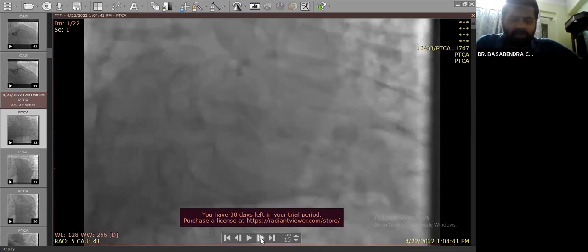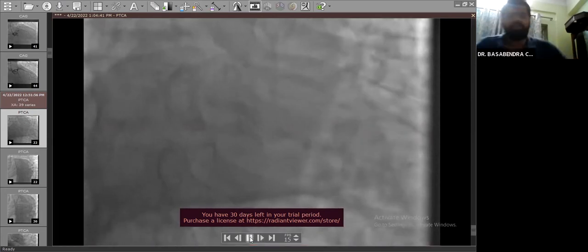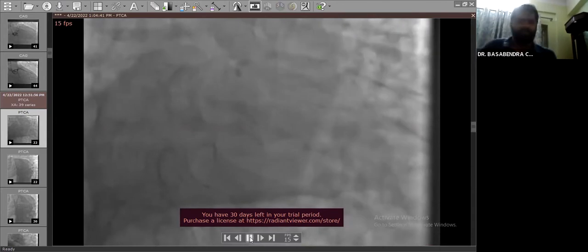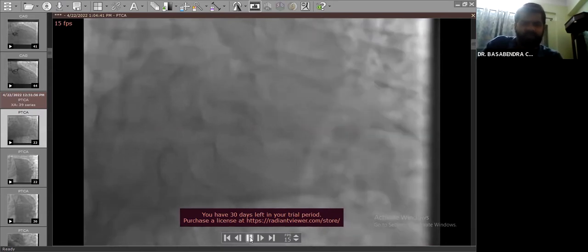If you can run the video, yes. So it was dislodged, and it was dislodged in the maybe distal left main or proximal LAD from this shot, as we suspected.